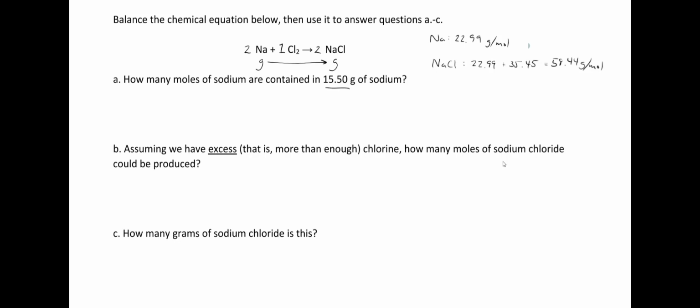So we're starting off here with 15.50 grams of sodium, and we will do our grams to mole conversion. So we saw here that there are 22.99 grams of sodium for every 1 mole of sodium. And putting that into the calculator, 15.5 divided by 22.99 gives us 0.6742.